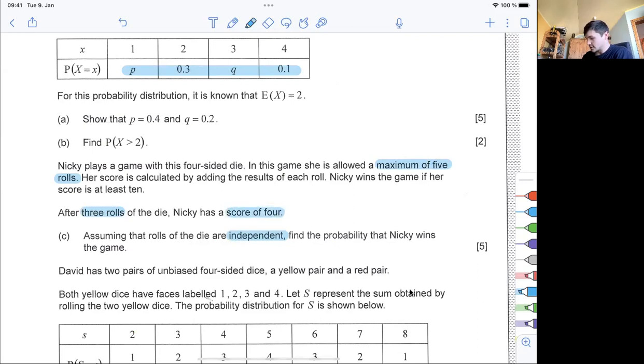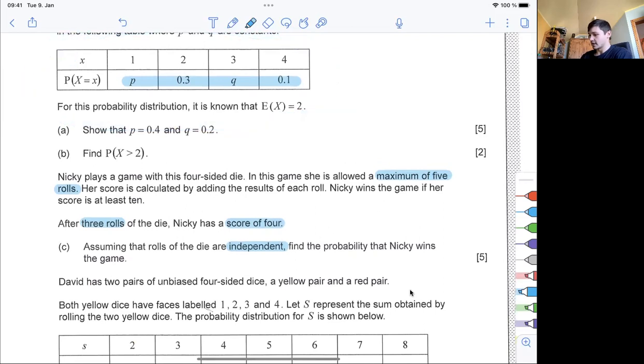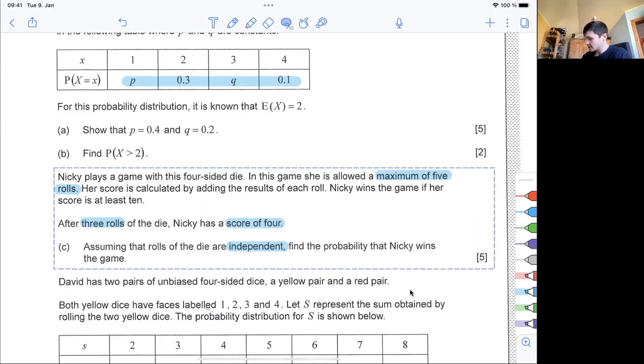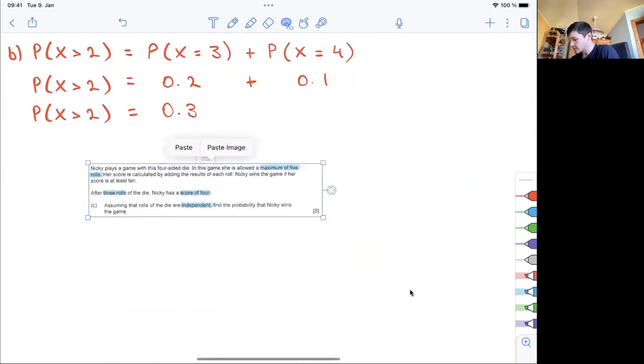Which is somewhat unfortunate when we think about how she's managed to get a score of 4 from 3 rolls. And if we look back at our table up here, you see the only way she will have managed that is by getting 2 1s and then a 2. So she started off pretty unlucky in this game, to say the least. All right, let's copy down information to a new page, and we'll go from there.